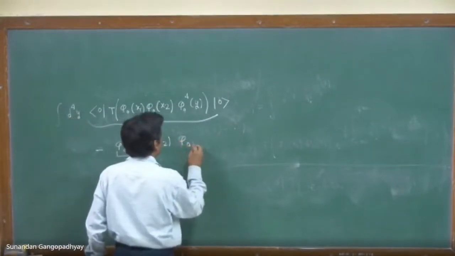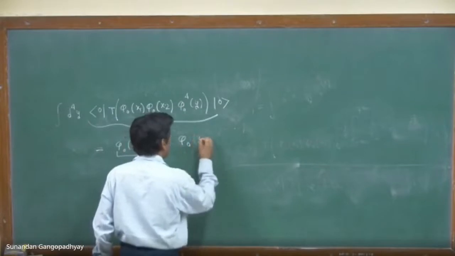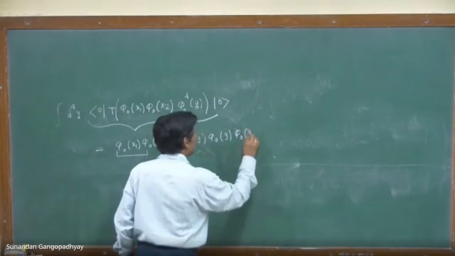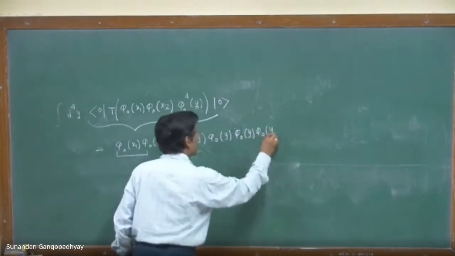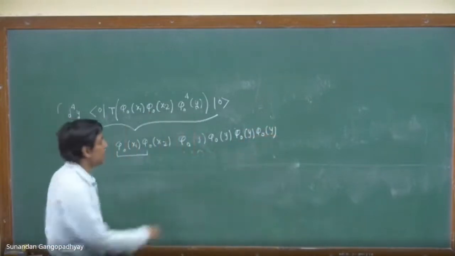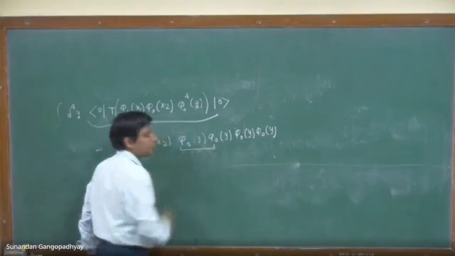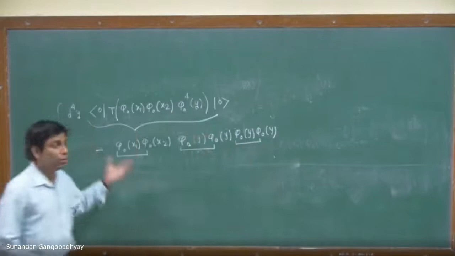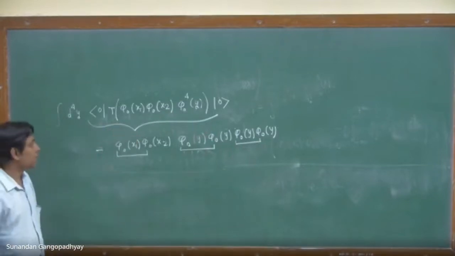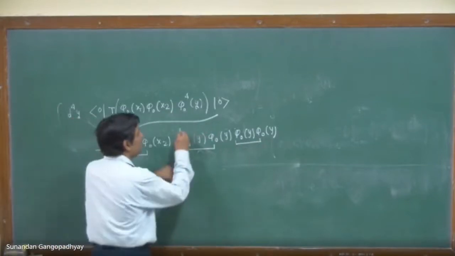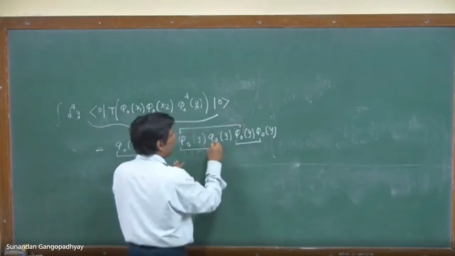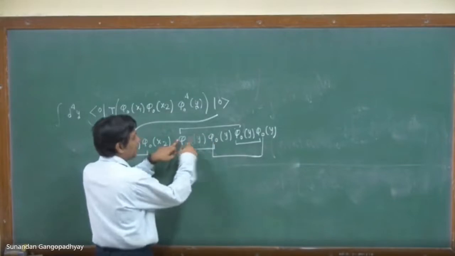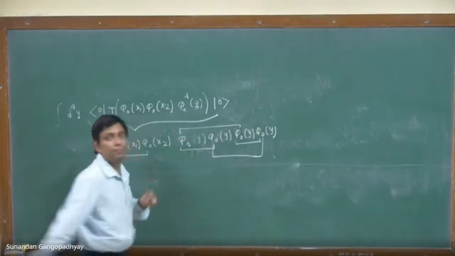So there are phi naught y, phi naught y, phi naught y, phi naught y. So how can you contract this? You can contract this with this, and then you have to contract this with this, then only you will get a non-vanishing result. But you can contract this with this also, and this with this also, and similarly you can contract this with this one and this with this one.